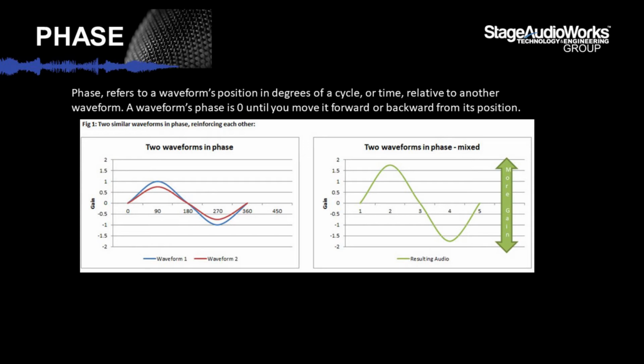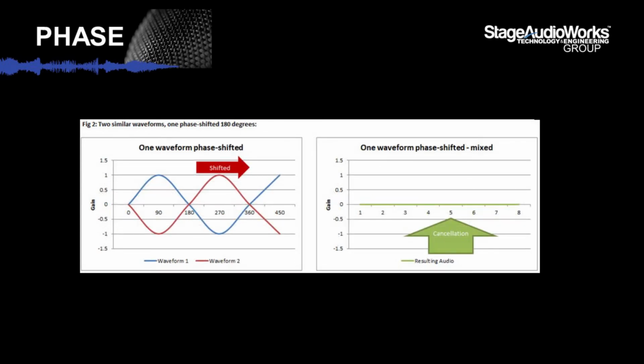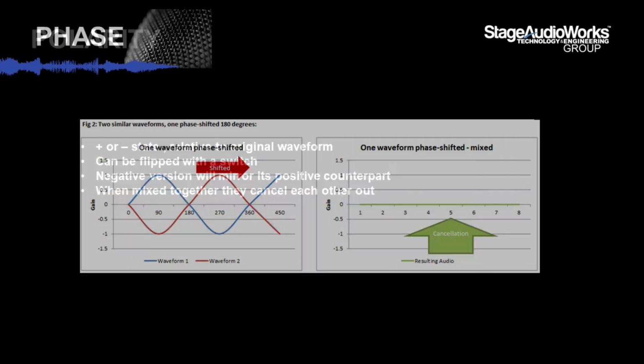If we have a look, these next two waveforms are also identical, but this time waveform 2 has been phase shifted 180 degrees, so half a cycle forward relative to waveform 1. If you were to mix these two together, they would cancel each other out.